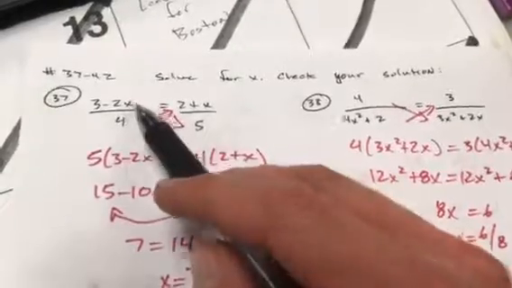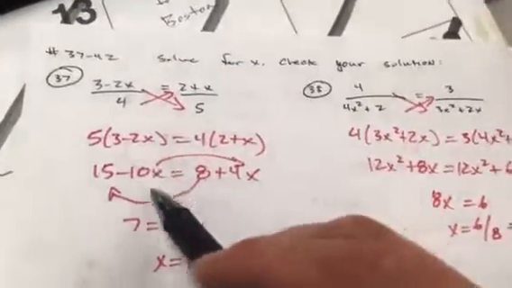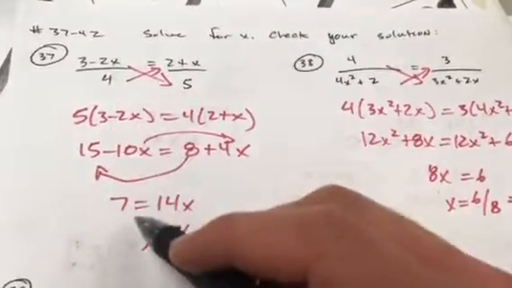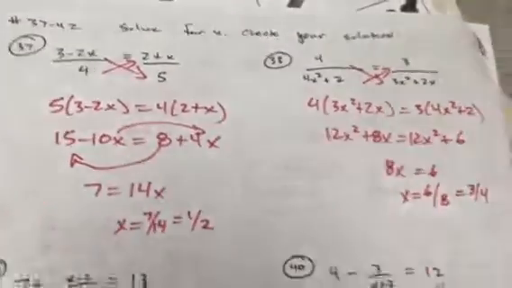And the final page here, cross multiply again. 5 times this quantity equals 4 times that quantity. Use distribution, move the 8 over, add 10x to the other side, divide both sides by 14, you get 1/2.